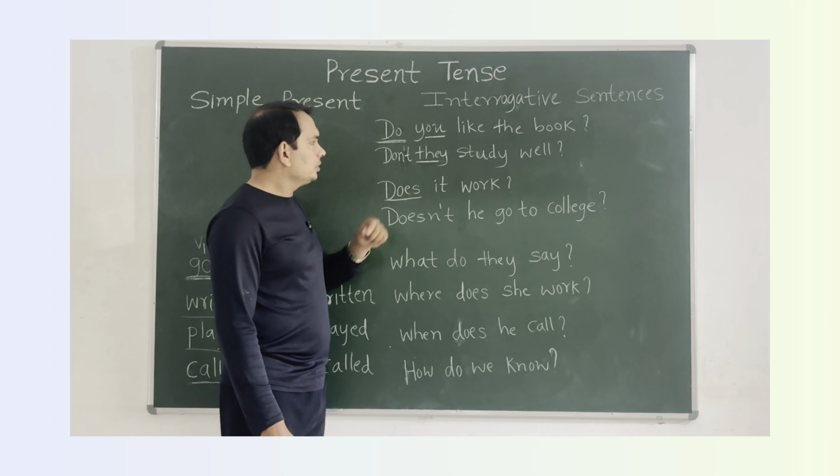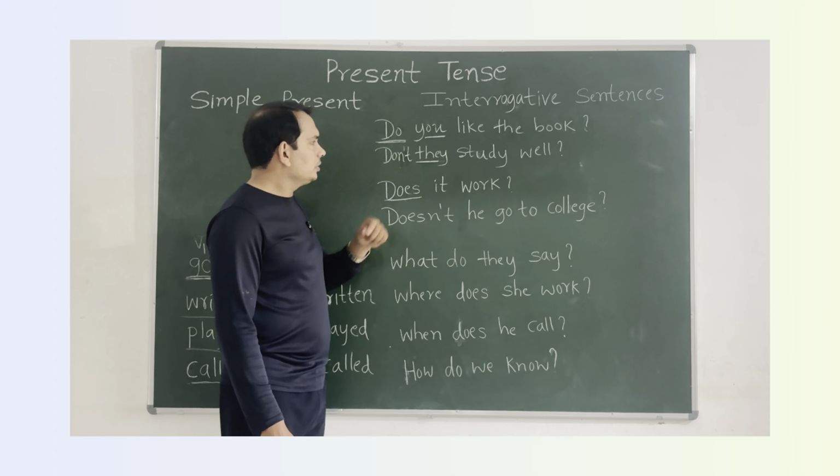More examples here. Using WH words, how do we form questions in the simple present tense? What do they say? We don't say, what does they say? Because when the pronoun is they, we use the word do. What do they say? What do they want? Where does she work? Here we have used the word does because here the pronoun is she. Where does she work? We can also say where does he work?